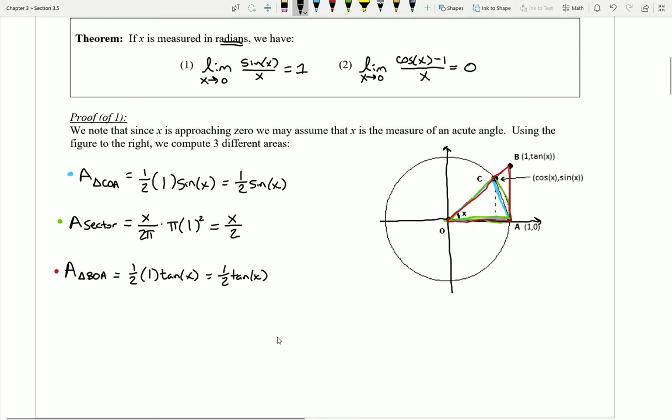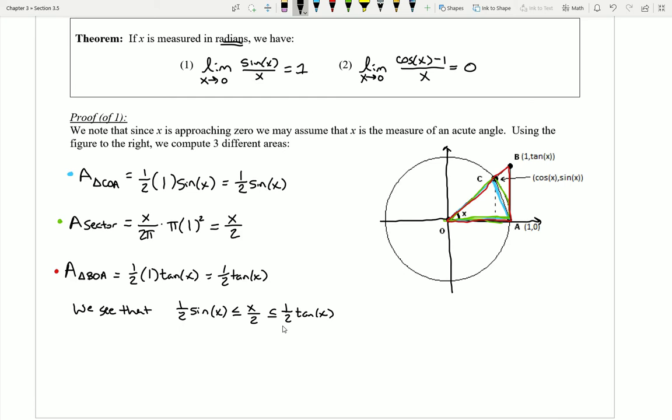Well, now that I have this, and I can already see that the red area is biggest, the green's in the middle, and the blue is the smallest, I can just say that my blue area is less than or equal to my middle area, which is less than or equal to my big area. Technically, I don't even need the or equal to signs here, but that would be totally fine to include them.